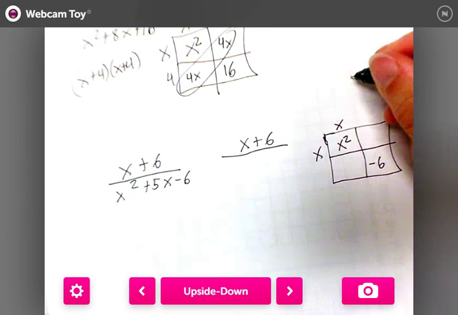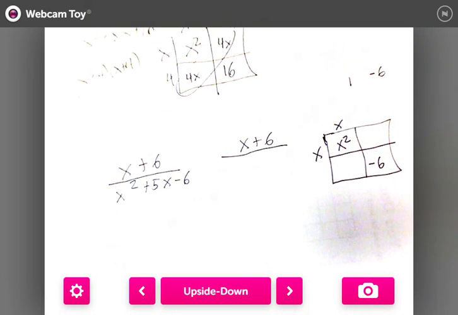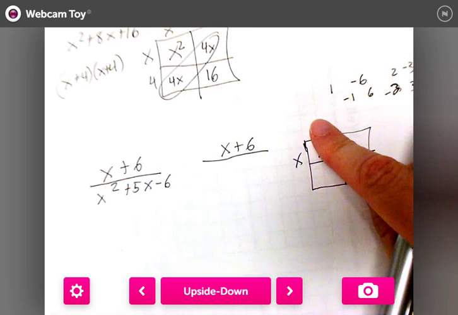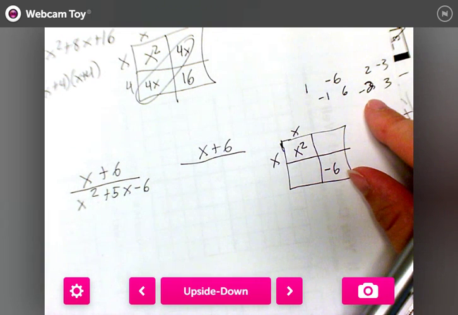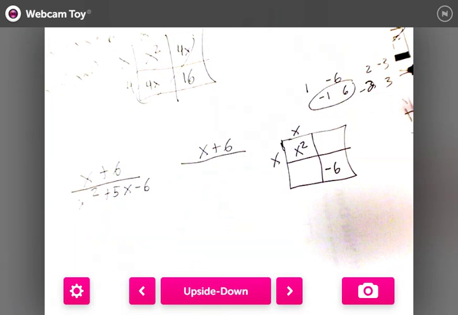What two things, when I multiply them together, gives me negative 6? I've got 1 and negative 6, right? What else? Negative 1 and 6. 2 and negative 3, negative 2 and 3, right? Which one of those, when I add them together, is going to give me a positive 5? It's got to be negative 1 and 6, right? It's the only one that, when I add it together, gives me positive 5.